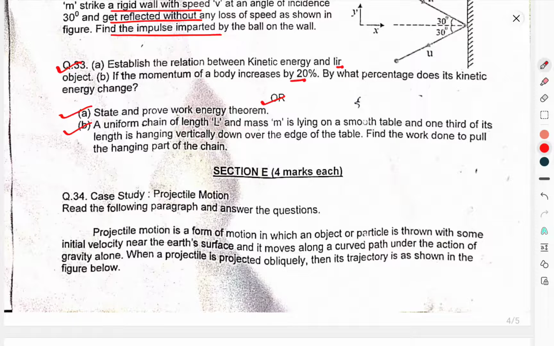A uniform chain of length L and mass m is lying on a smooth table. One third of its length is hanging vertically down over the edge of the table. Find the work done in pulling the hanging part of the chain.